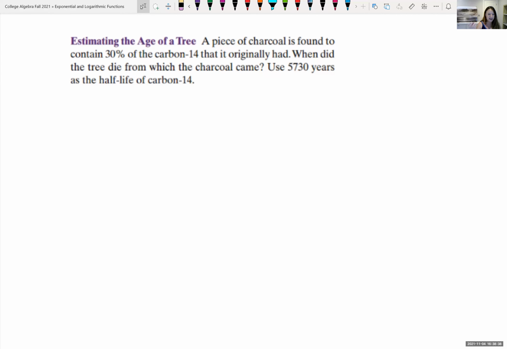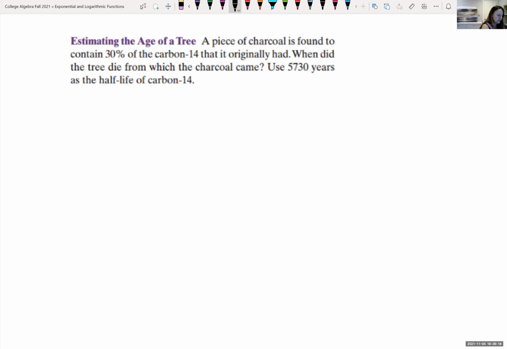Okay, so we're trying to estimate the age of a tree. A piece of charcoal is found to contain 30% of the carbon-14 that it originally had. When did the tree die from which the charcoal came? Use 5,730 years as the half-life of carbon-14. Okay, so we need to see again what our rate is for k, our decay rate.